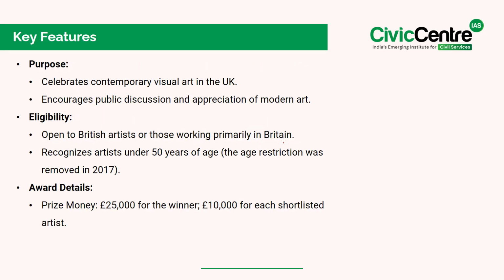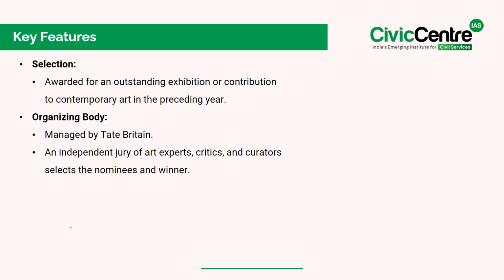Now, what are the key features of the Turner Prize? See, firstly, its purpose is that it celebrates contemporary visual art in the UK and encourages public discussion and appreciation of modern art. Secondly, talking about its eligibility, see, it is open to British artists and those working primarily in Britain, and it recognizes artists under 50 years of age. Furthermore, the prize money is £25,000 for the winner and £10,000 for each shortlisted artist. Then also the prize is awarded for an outstanding exhibition, for the contribution to contemporary art in the preceding year.